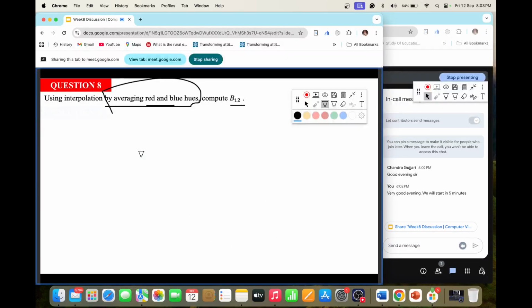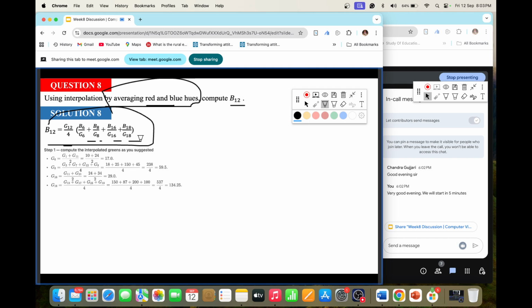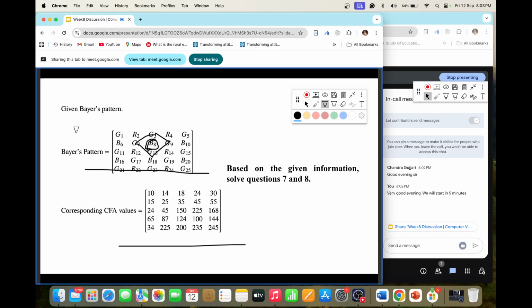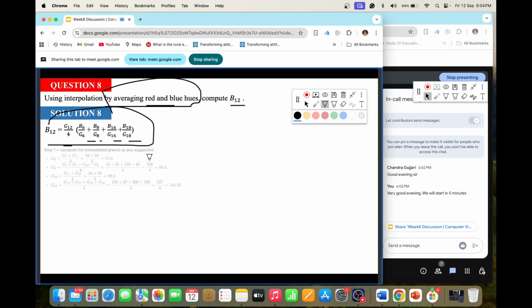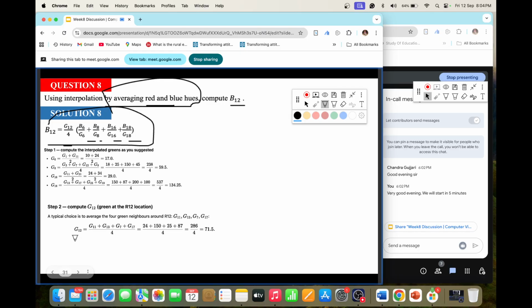How can we do it? We can do it by this formula. B12 is given by G12 plus the average of B6 minus G6, B8 minus G8, B16 minus G16 and B18 minus G18, divided by 4. Now, is G12 already given? G12 is also not given over here. R12 is given. So G12 we can get by the orthogonal interpolation.